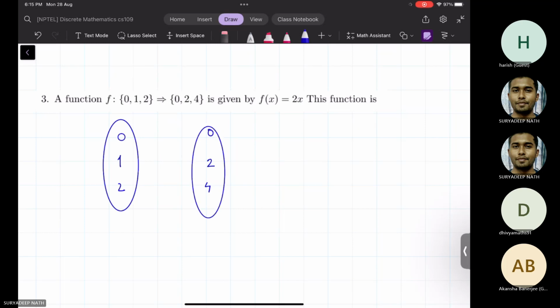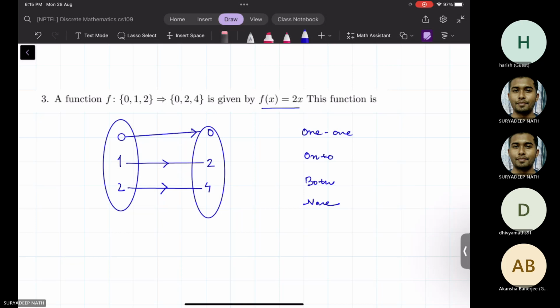Okay. So now they are saying that you have a mapping given by f(x) = 2x. So 0 into 2 is 0, 1 into 2 is 2, and 2 into 2 is 4. So this is the kind of mapping. What function do you think this is? So your options are one-one, onto, both or none. What do you think this is?